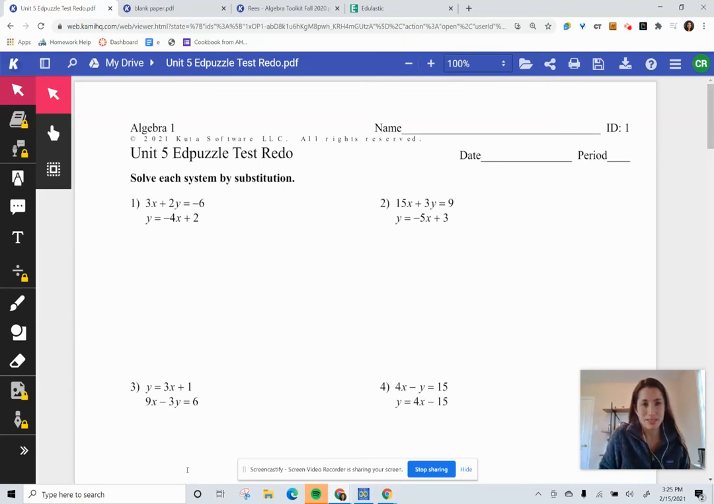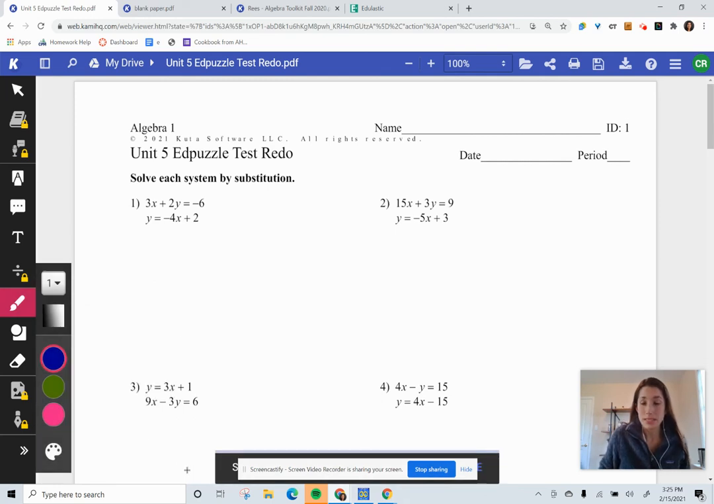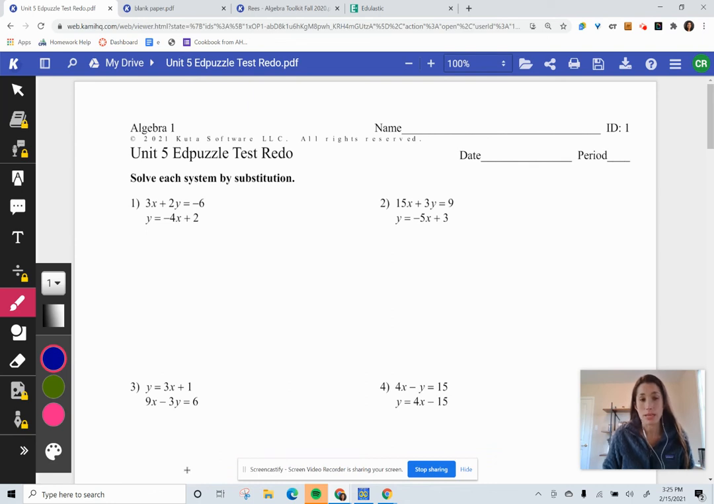Hey, it's Miss Reese, and this is the Unit 5 Edpuzzle test redo recovery. Okay, so we're looking at systems of equations. That was Unit 5, Part 1, and we're looking at systems of inequalities. That was Unit 5, Part 2.